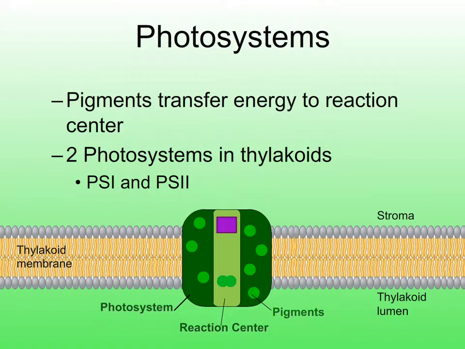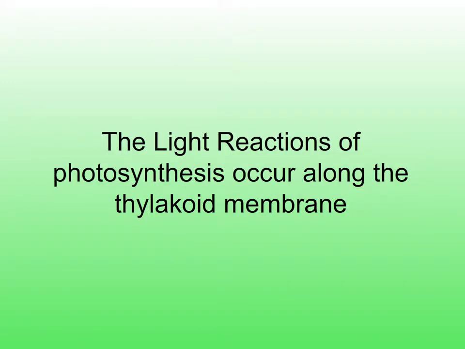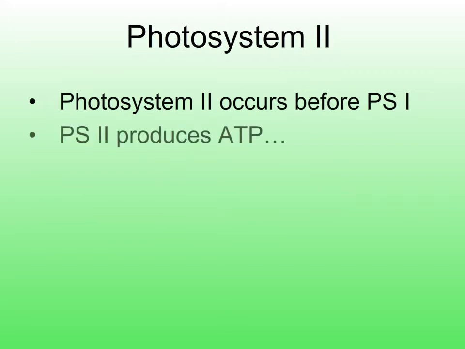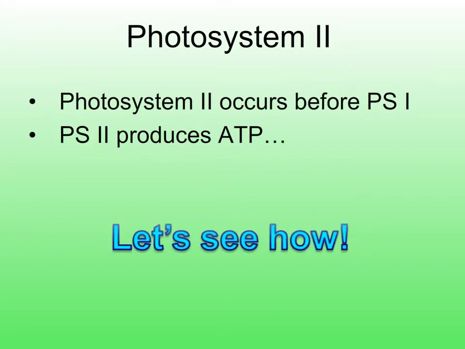Two types of photosystems exist, PS1 and PS2. So the light reactions of photosynthesis are occurring along the thylakoid membrane in the chloroplast. Now, scientists found PS2 before PS1, but it is actually activated first and produces ATP. Let's see how.